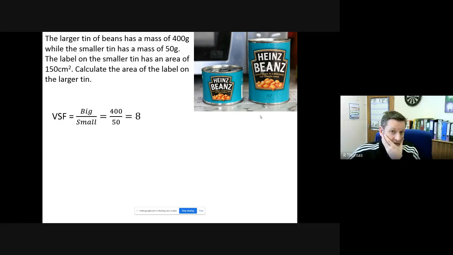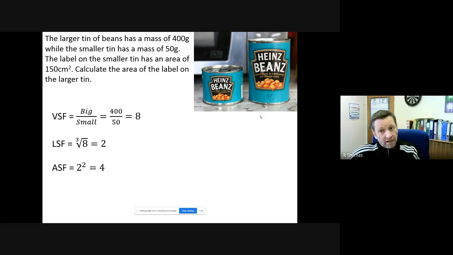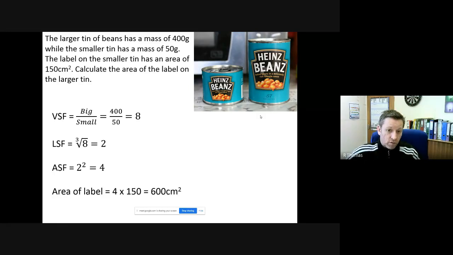Right, so I'm sure you did 400 divided by 50 is 8. That's the volume scale factor. You should know, let's be honest, that the cube root of 8 is 2. So the linear scale factor is 2. This question wanted us to work out an area though. So the area scale factor would be 2 squared, which is 4. So if the smaller tin has an area of 150, the bigger tin has an area of 150 times 4, which is 600 centimeters squared.